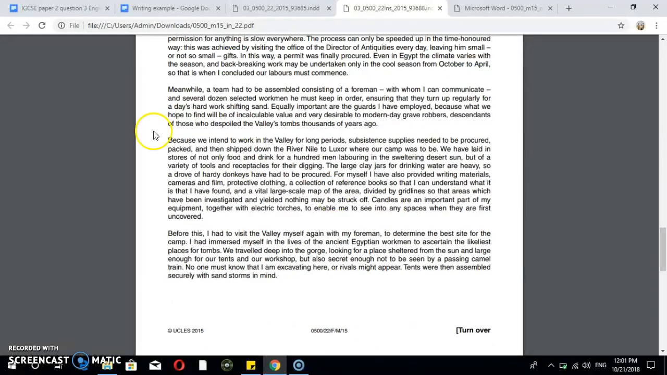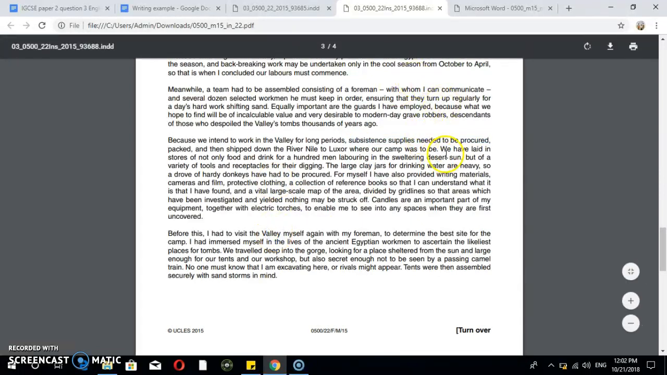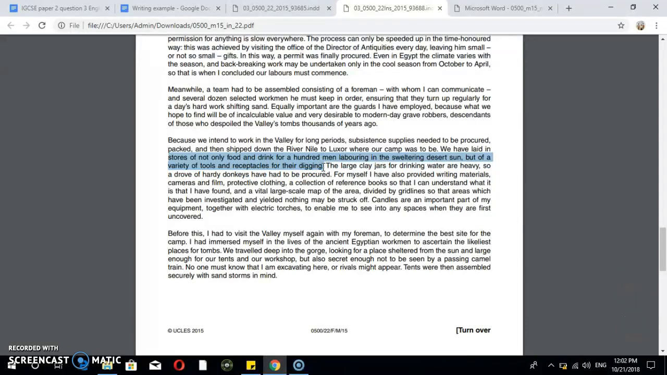Number 8 is that he needs subsistence supplies to be procured. So he needs to provide that amount of supplies to his workers. The 9th point is laid in stores and not only food and drink for 100 men laboring in sweltering desert, but also a variety of tools and receptacles for digging. So here we can split into 2 points, which are food and drink for 100 men laboring in the sweltering desert sun, and a variety of tools and receptacles for digging.